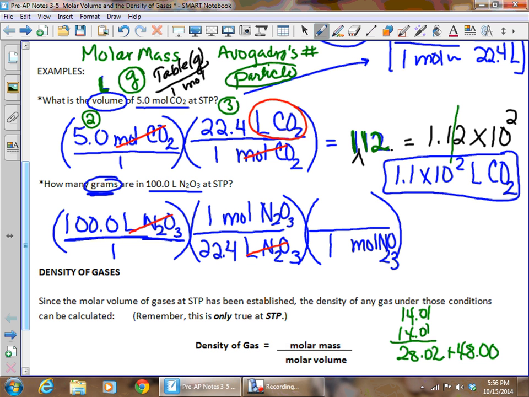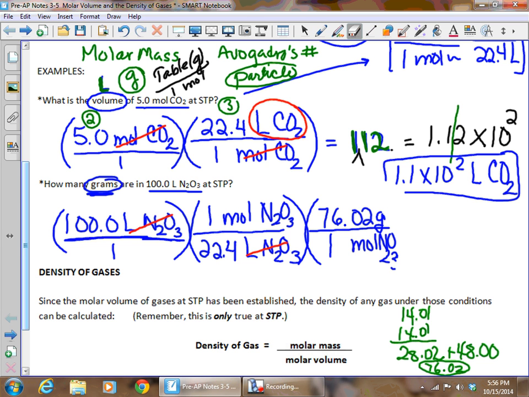And when we add those 2 together, we end up with 76.02 grams per mole. So there's our molar mass right here. That's what we're going to use in this value. Now, a lot of people are putting the 76.02 grams per mole on top. But remember, when we split that into a conversion factor, the mole goes on bottom. The only thing that goes on top is the grams.